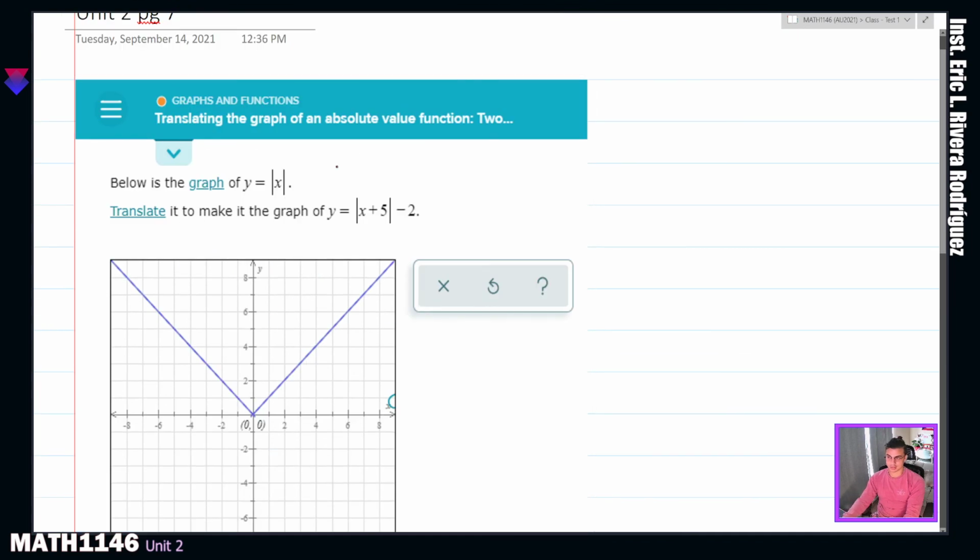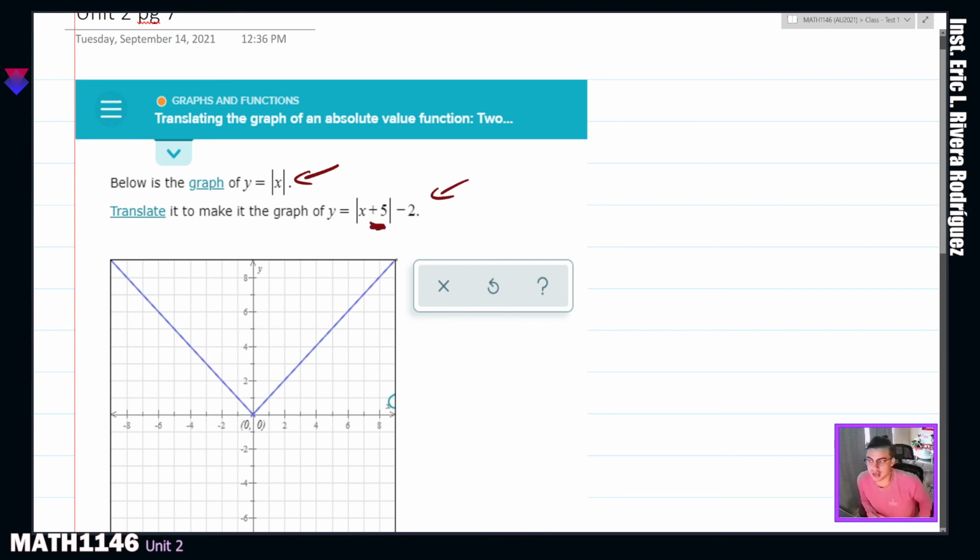This one is very similar to the one that we already did. Okay, so you need to identify the transformations, you need to identify the key points or the operations and the new points.